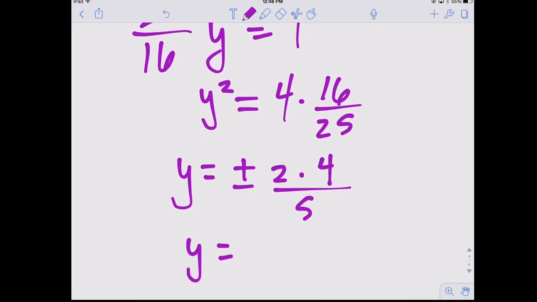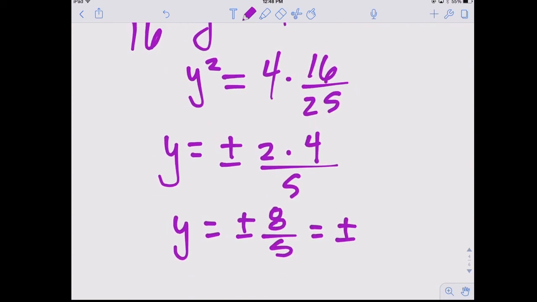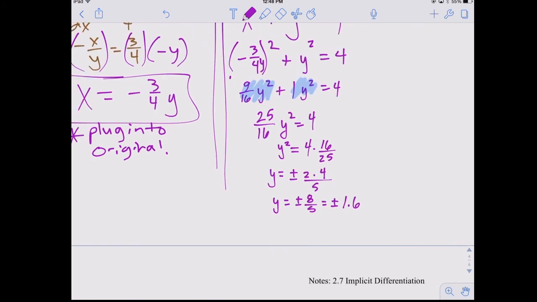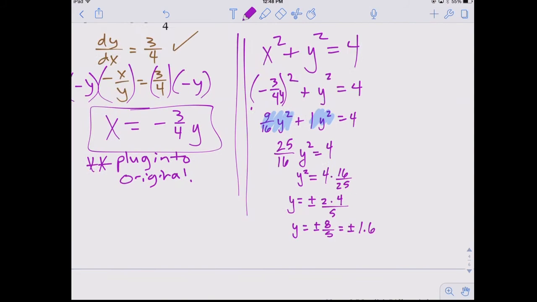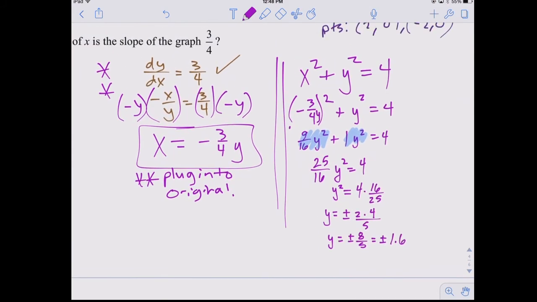And nothing divides out, so you get plus or minus 8/5, which is the same as what as a decimal? 1.6, yeah. Multiply by 2 over 2. So what does that mean then? We know that the y value is 1.6.